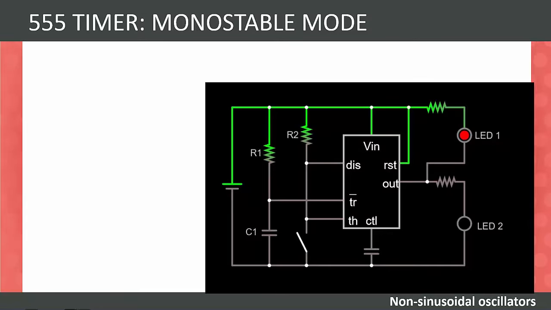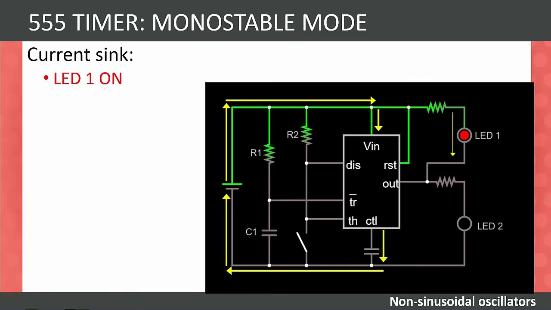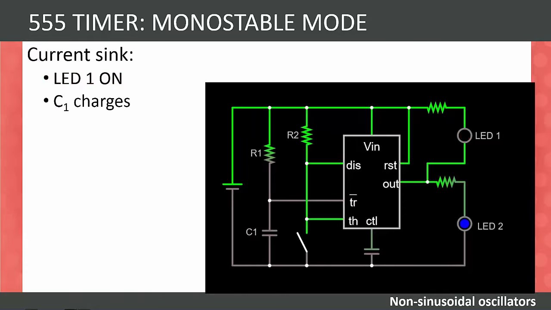When the timer is initially triggered, LED 1 will turn on because the circuit is sourcing current and filling the capacitor. Remember that an LED is a diode and thus only flows in one direction. Also, current takes the path of least resistance, thus flows back into the output pin.